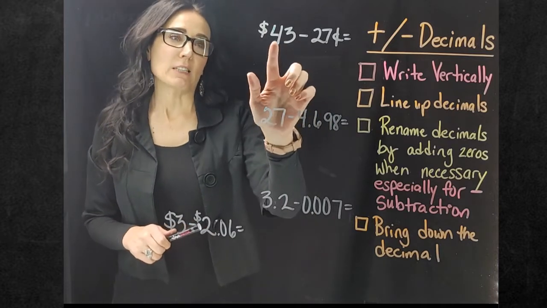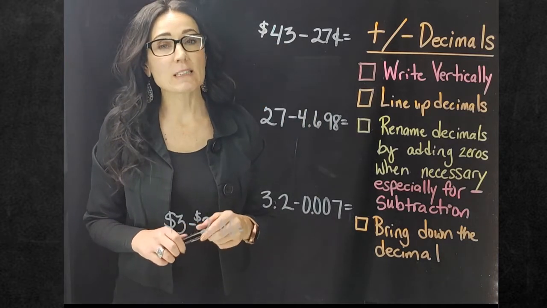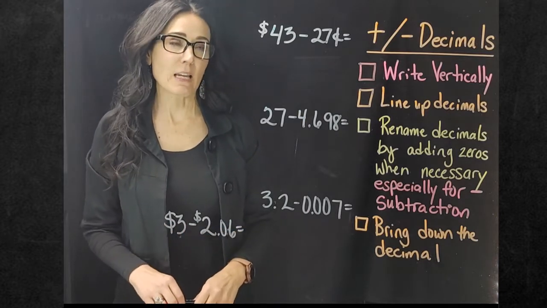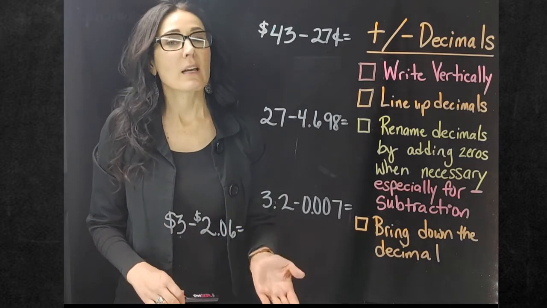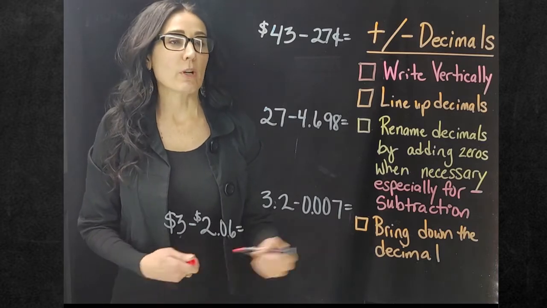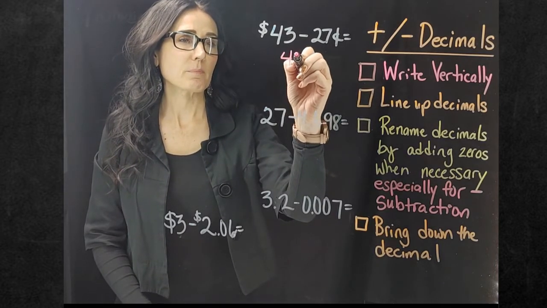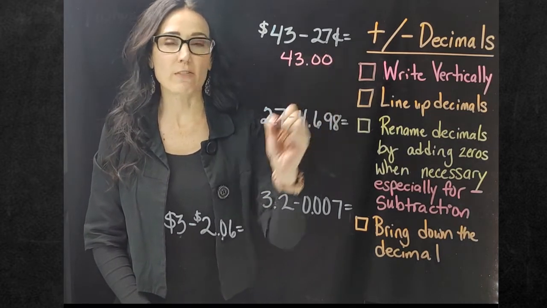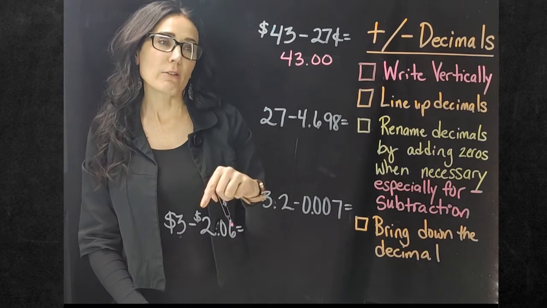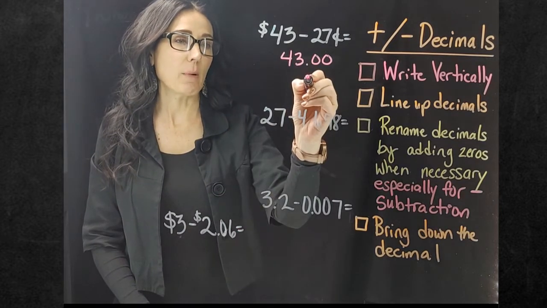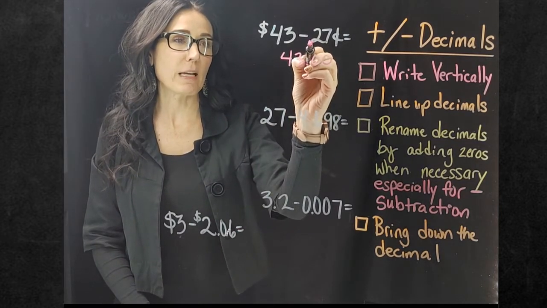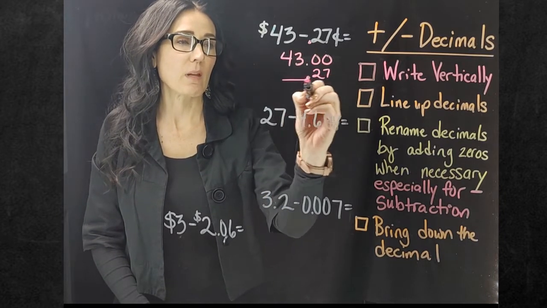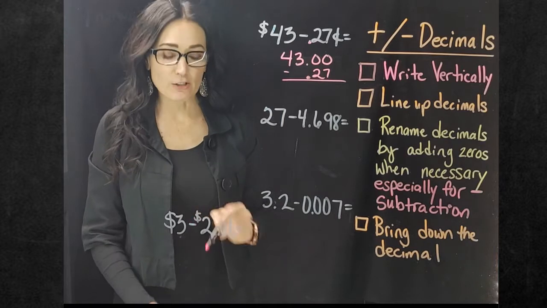This problem reads as $43 minus 27 cents. Now, we don't see the cent sign very often, but in this case, we are going to have to change that into the form of a decimal. So we're going to write 43, and I like to show that we have 0 cents on my 43. Then when I rewrite the 27 cents, I'm also going to put the decimal in front, because when you have cents, that's going to be written as a decimal. All right, so now we're ready to subtract this.